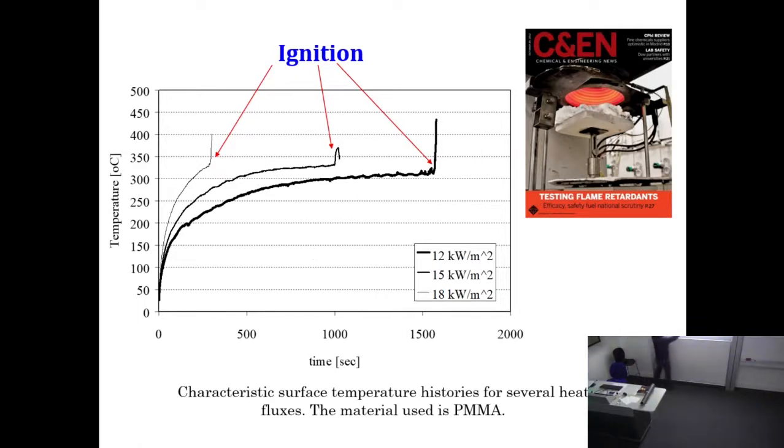This is a long time to ignition. This is a medium time to ignition. This is a very short time to ignition. Which is already a parameter that we use very often to understand the flammability of a material. If you put a material under one set of irradiation and it ignites really fast, you know that material is very flammable.